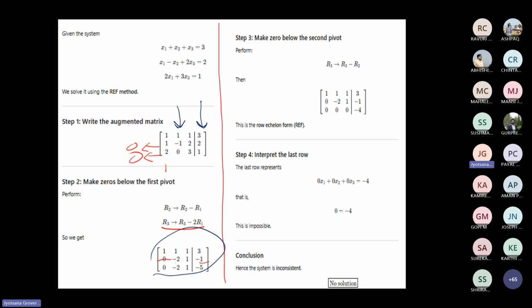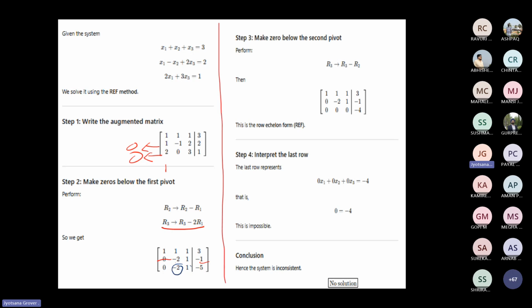Now what is your next task? Tell me. We have to make the third row minus 2 to 0. Second row minus 2 to 0. No, second row not to. We have to make R3 equal to R3 minus R2.